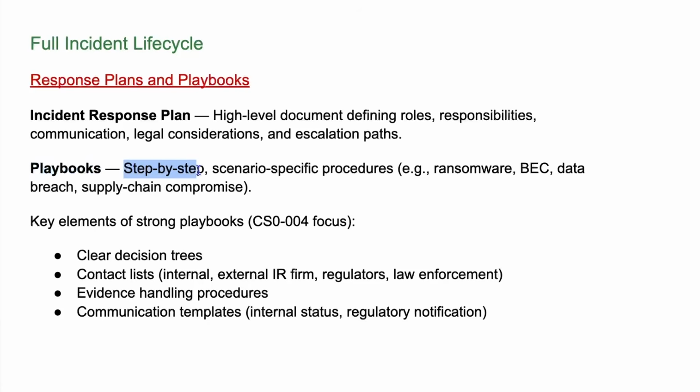So it'll be step by step, scenario specific. So in case of ransomware, do this. In case of business email compromise, do this. Data breach, do this. Supply chain, do this. And then inside of each one of these, there will be, okay, these are the roles that are assigned and these are the responsibilities. This is how you communicate. This is what you communicate. This is who you communicate with. These are the legal considerations, and these are the escalation paths for ransomware. And then same thing for business email compromise and so on.